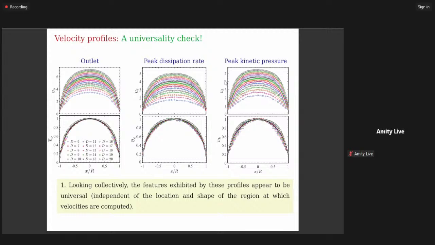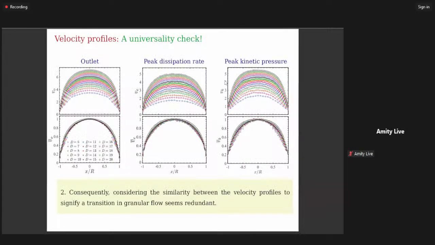You know that the locations at which the dissipation rate peaks and the kinetic pressure peaks are two different locations. This is the outlet, this is one location, this is another location, and kinetic pressure is another location. So it says that these profiles appear to be universal, that is, independent of the location and shape of the region at which velocities are computed, because we have seen the shape of the region for peak kinetic pressure is essentially different. Consequently, considering the similarity between the velocity profiles seems to be a redundant thing. We will not consider it.